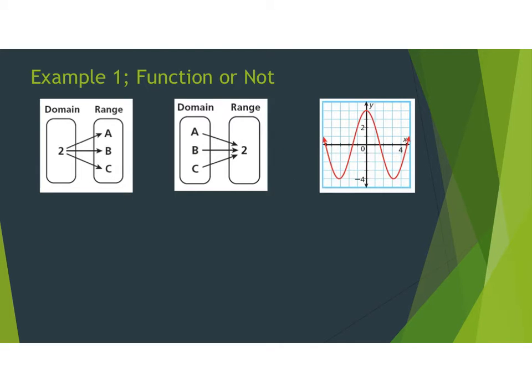Now we'll do a few examples here that will show if a relation is a function or not. In this first one, we see that this one value in the domain is going to three different ranges, so that makes this not a function, because it goes to multiple ranges.